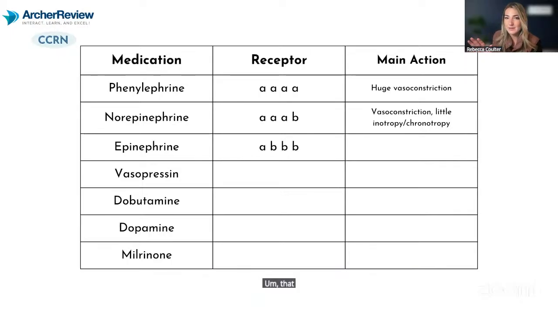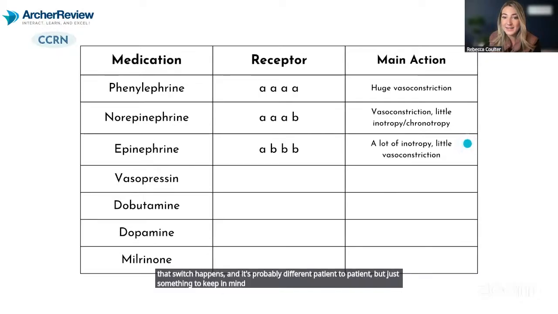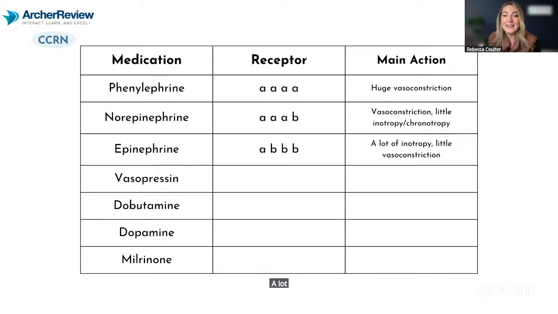That's still being studied. We're still getting more finalized information on exactly where that line is for when that switch happens, and it's probably different patient to patient, but just something to keep in mind. So, main effect, a lot of inotropy, little bit of vasoconstriction. This makes it a good second to third line presser, depending on what your patient is experiencing.